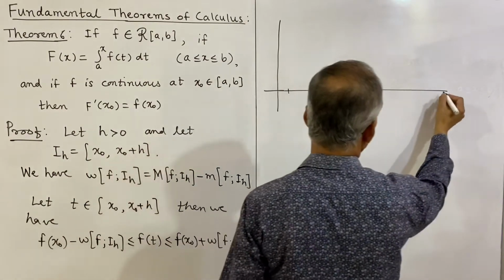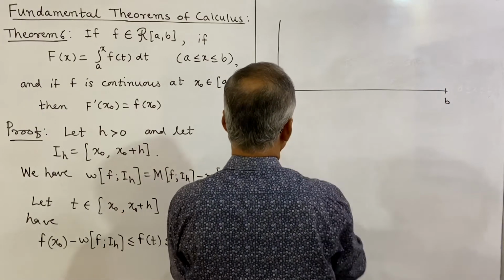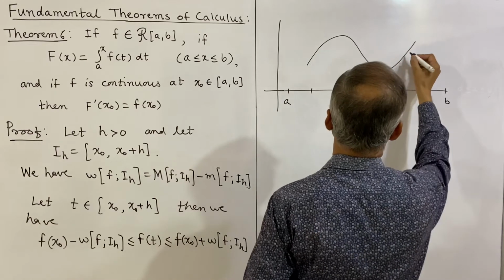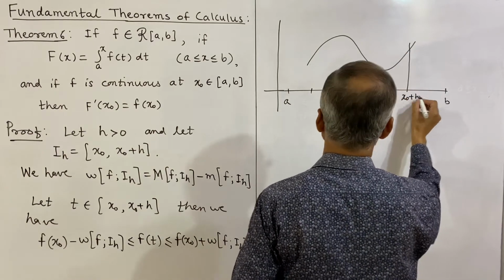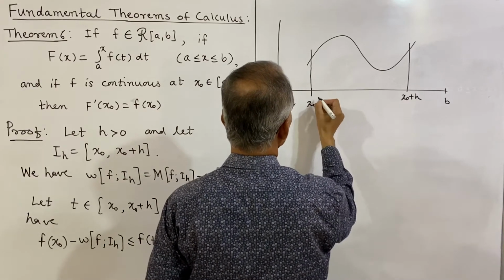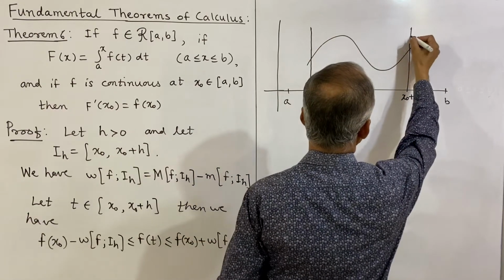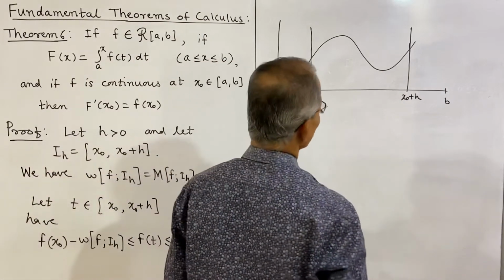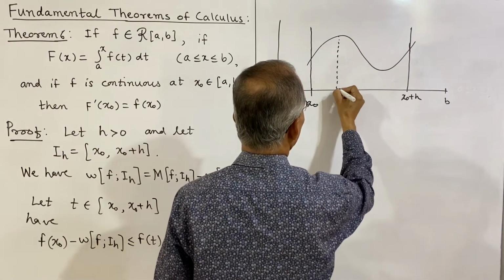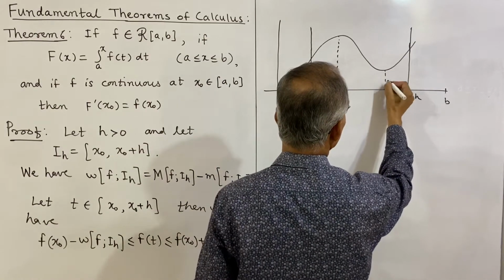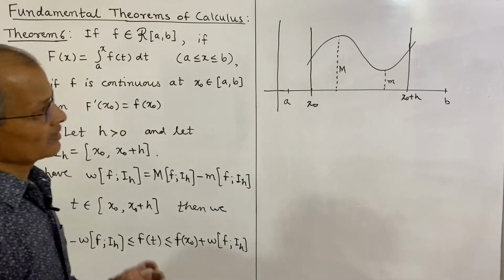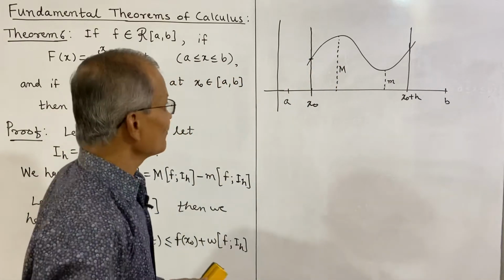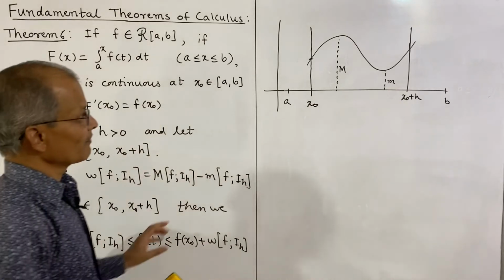Suppose this is the interval a to b, and we will have x naught to x naught plus h. Suppose from this point, I shall consider the figure like this, and let this be x naught plus h and this be x naught. So, what is the oscillation of the function? This is the graph of the function y is equal to f of x. This is the function's maximum value, and this is the function's minimum value. This is capital M and small m, and what we have is f of x naught. f of x naught is this value. So, we are subtracting the oscillation of the function from this value f of x naught.